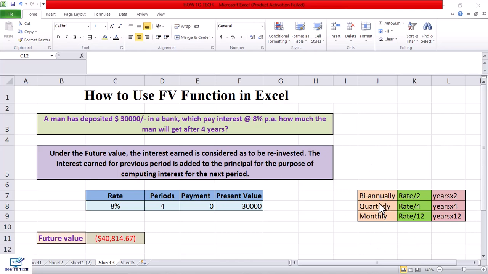is biannual, quarterly or monthly. If the interest rate is biannual, then using this formula you will divide the rate by 2 and multiply the years by 2. And if the interest rate is quarterly, then the rate will be divided by 4 and years will be multiplied by 4. And if the rate is monthly, then the rate will be divided by 12 and years will be multiplied by 12. So this is how you can use every function in Excel.